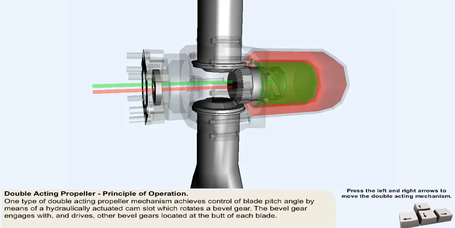One type of double-acting mechanism used on larger propellers, like the one shown here, achieves control of blade pitch angle by means of a hydraulically actuated piston connected to a cam slot, which rotates a bevel gear. The bevel gear engages with and drives other bevel gears located at the butt of each blade. Oil flow to either side of the piston is controlled by a propeller control unit.